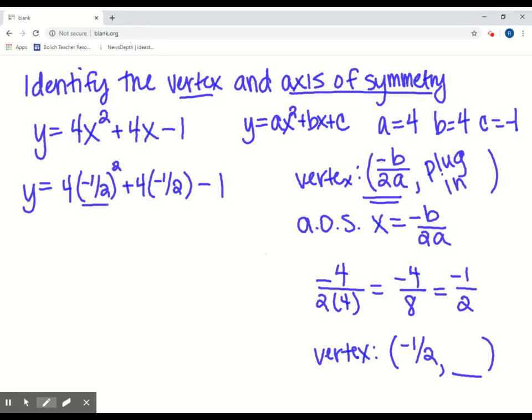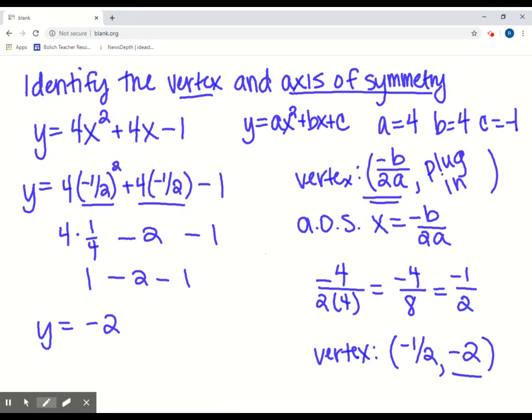So we know that negative 1/2 times negative 1/2 is a positive 1/4. We know that 4 times negative 1/2 is just minus 2. And then minus 1. A fourth of 4, or 4 times 1/4, is just 1. So we're left with 1 minus 2 minus 1. And so y is going to equal 1 minus 2 is negative 1, and negative 1 minus 1 more is negative 2. So that means that when x is negative 1/2, we got a y-coordinate of negative 2. So our vertex of this equation is found at negative 1/2, negative 2.